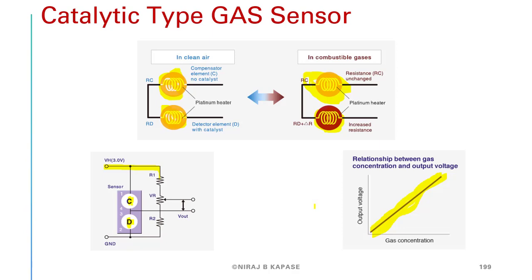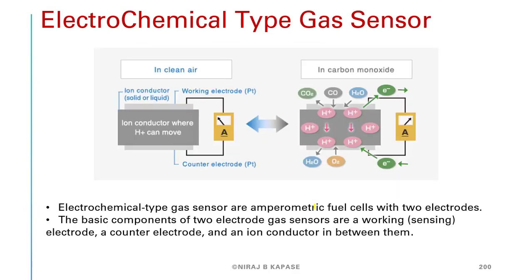Okay, so like this we'll have the catalytic type of gas sensor. Next is the electrochemical type of gas sensor. These sensors are like fuel cells with two electrodes. One is a working electrode and another is a counter electrode. An ion conductor is there, and H plus can move.